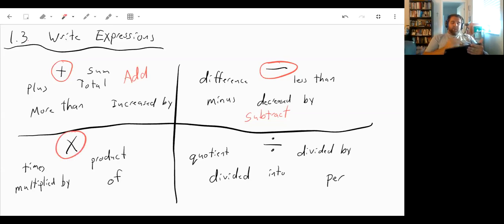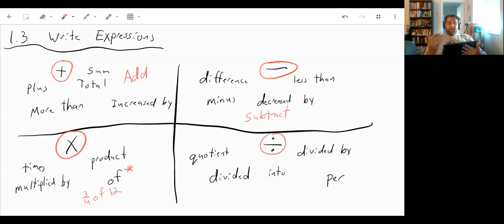Then we have our good old multiplication. So you might get 2 times 3, the product of 2 and 3, 2 multiplied by 3. Or "of" sort of gets put on there, and that relates more with fractions. So let's say we had like 3/4 of 12. Well, 3/4 of 12 would be 3/4 times 12, which is 9.